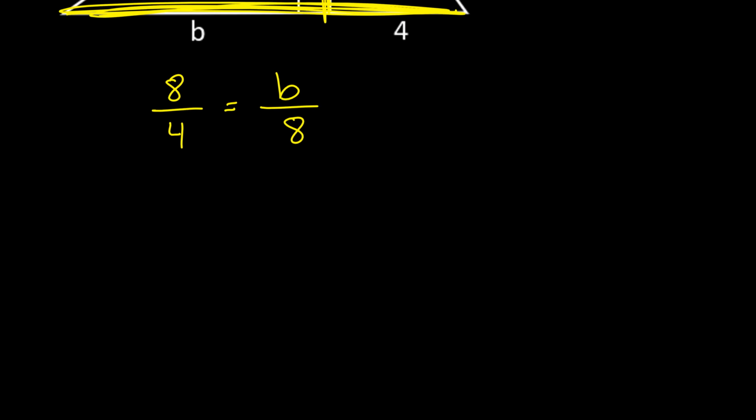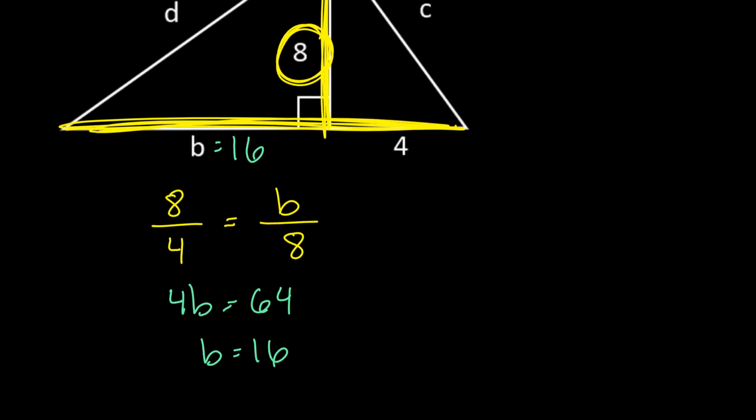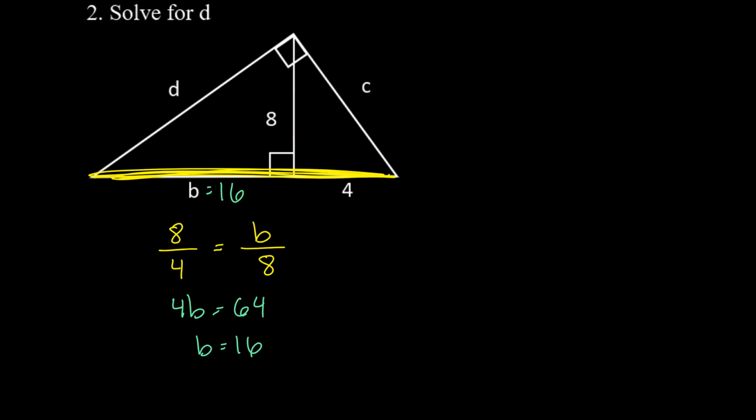So how do I solve this? And what tells me I can cross multiply? The equal sign, right? Only when I have an equal sign can I cross multiply. So I have 4b is equal to 64. Divide by 4, and what is b? 16. Whew, okay, so I'm one step closer to getting D solved for.